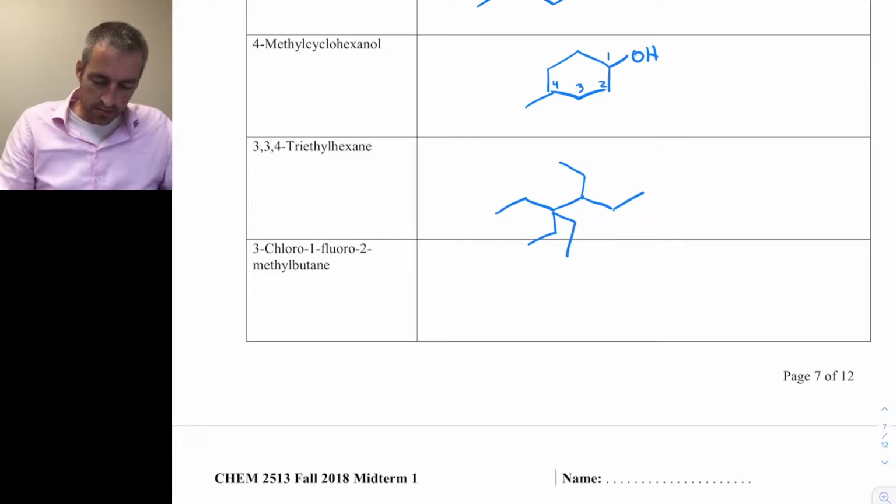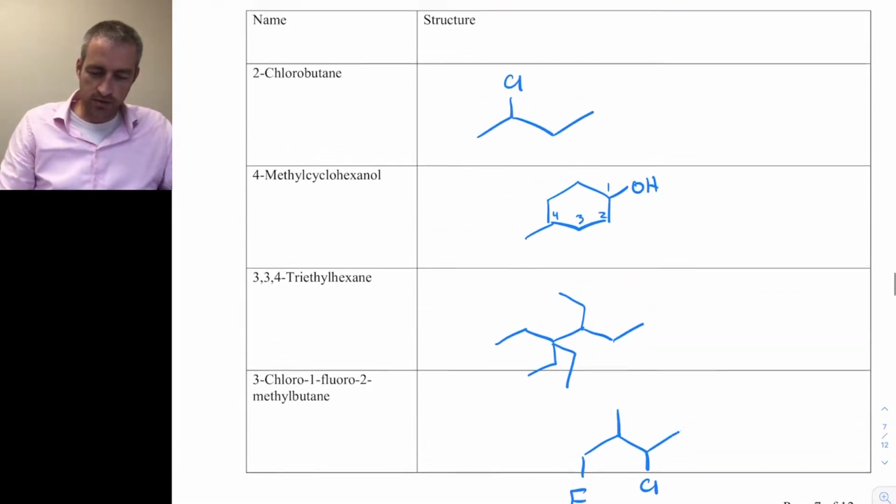Next one, 2-methyl butane. Butane we draw first. We draw 3-chloro, 1-fluoro, 2-methyl. Those are good questions. Those are giveaways.